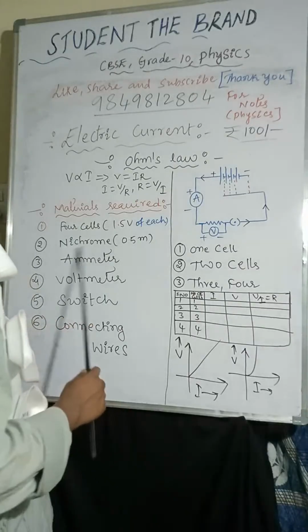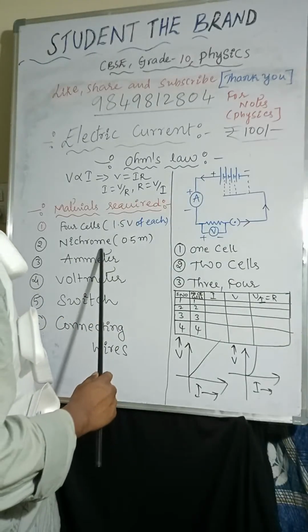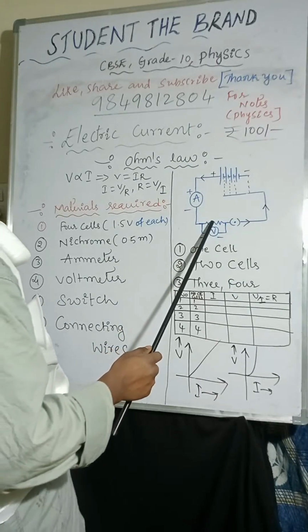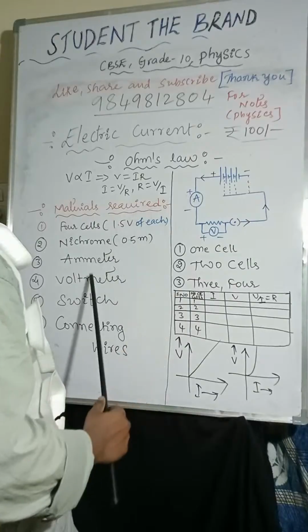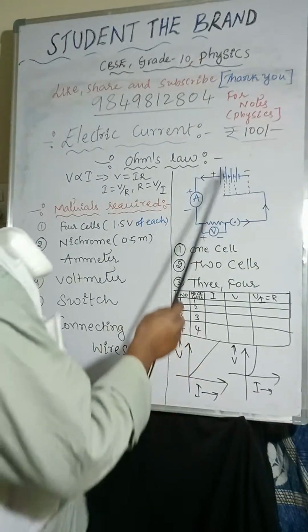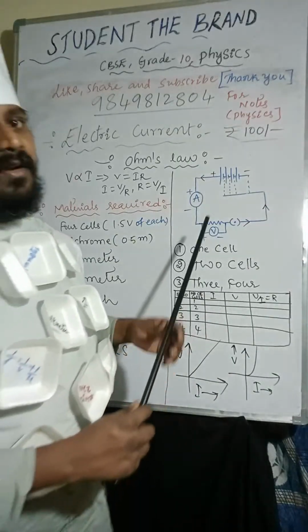And a nichrome wire, which is an alloy of nickel, chromium, manganese and iron metals. This is the nichrome wire. And an ammeter, voltmeter, switch and connecting wires. So this is about the circuit diagram.